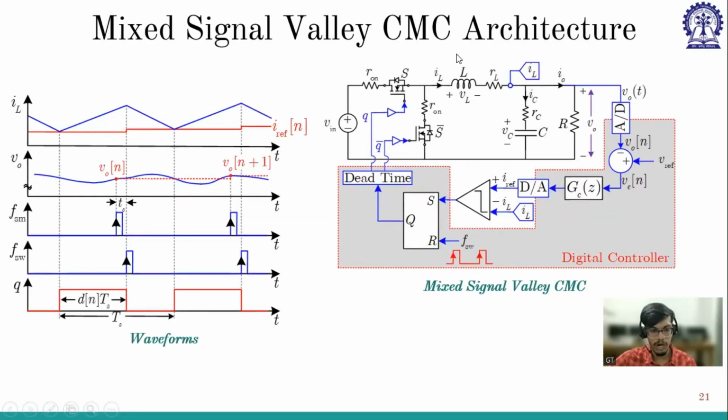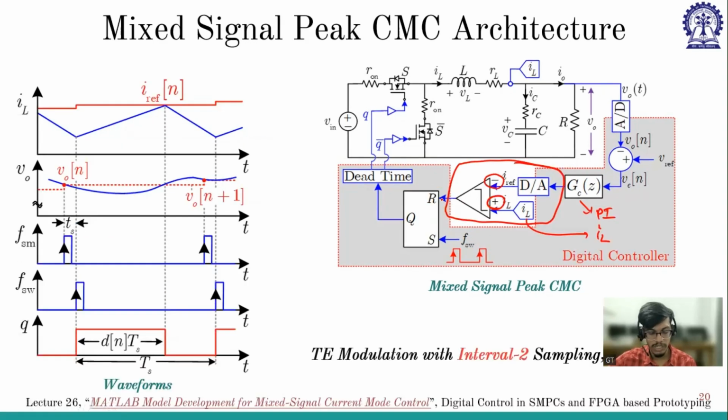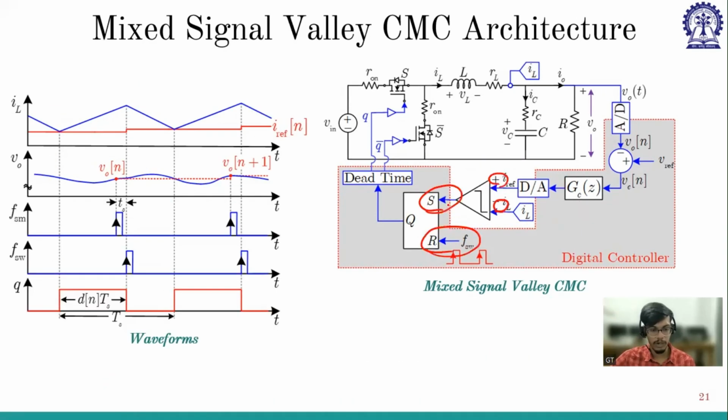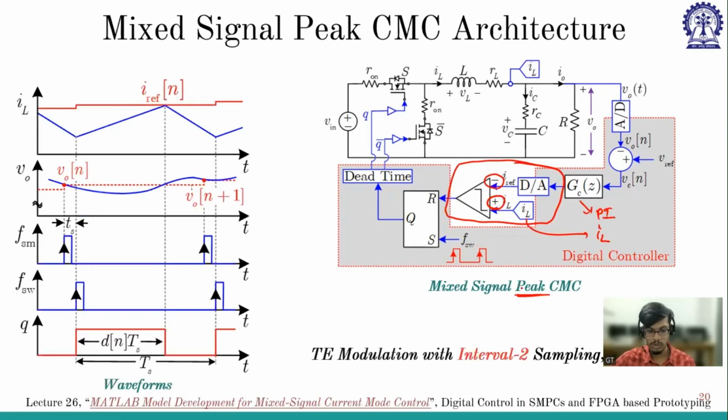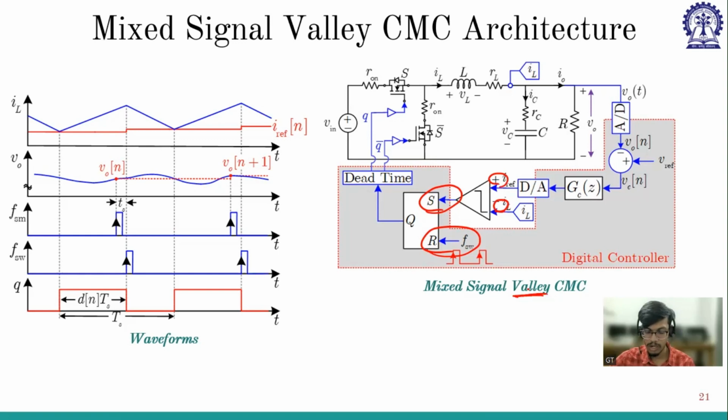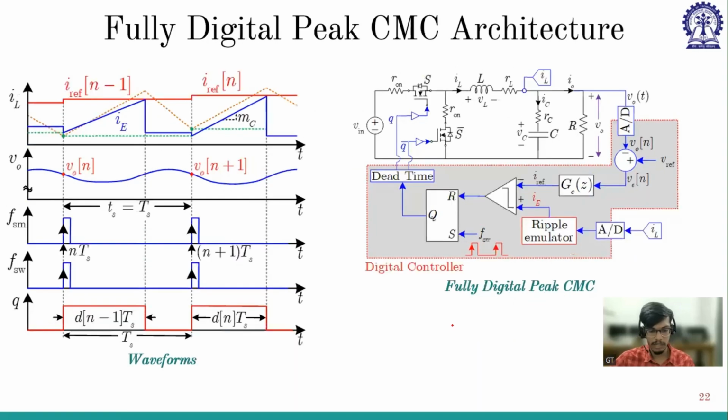in the valley current mode control, just to be quick, the only change is the plus and minus sign of the comparator. So here you have minus and plus, here you have plus and minus, and here the set and reset interchange. So these are the two changes compared to peak and valley current mode control. That's why I'm not going into the valley current mode control implementation, because it is very simple. And this is leading edge modulation with interval one sampling that we have discussed.